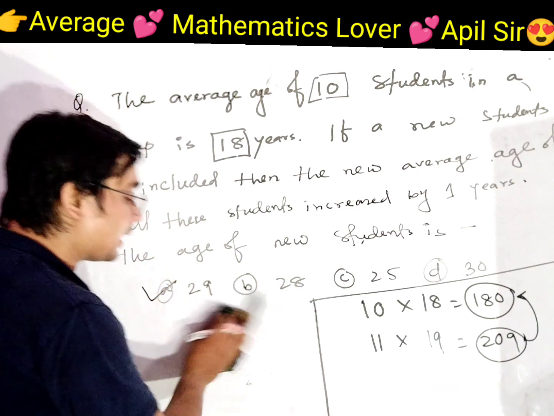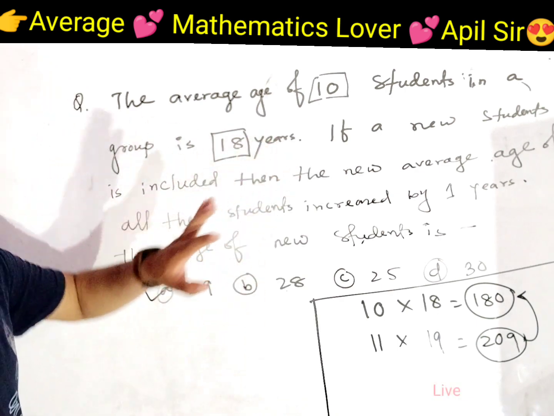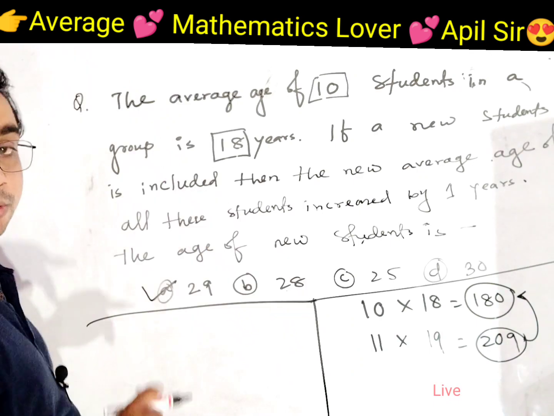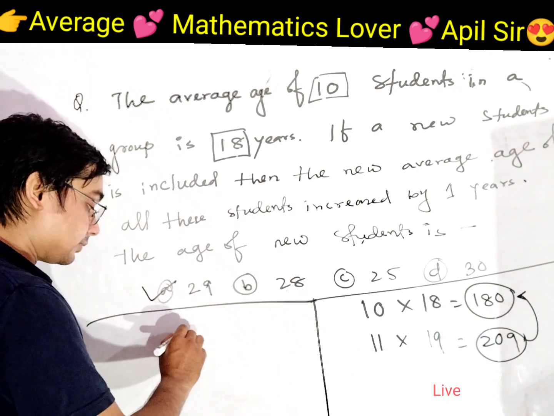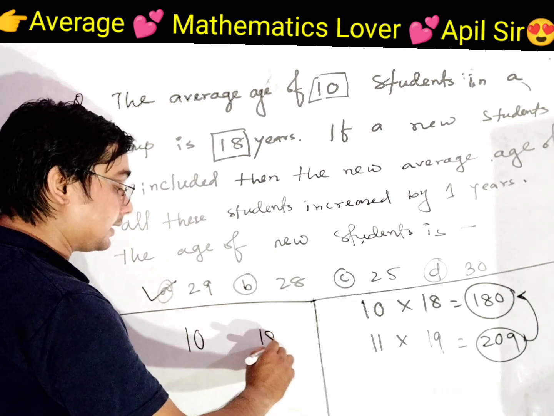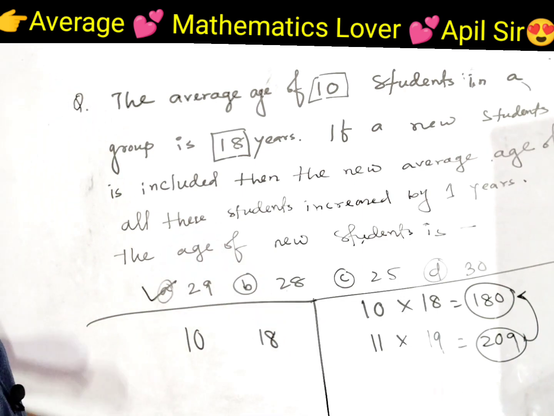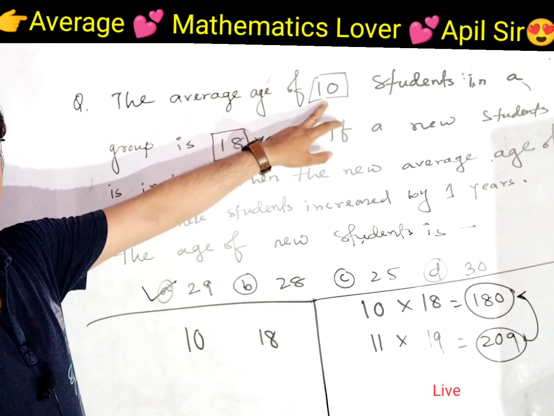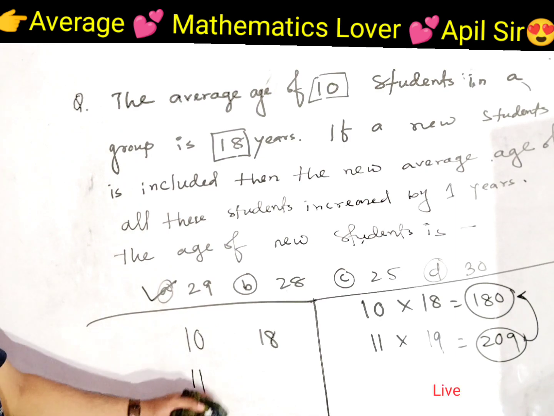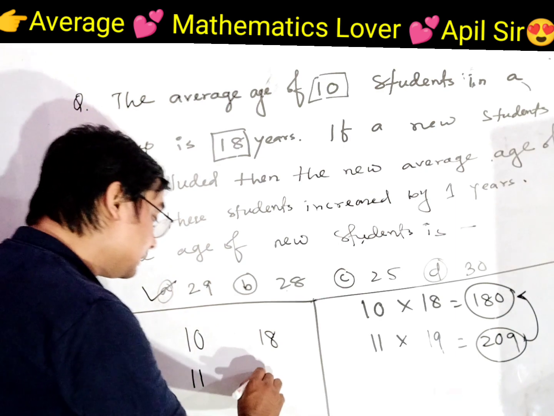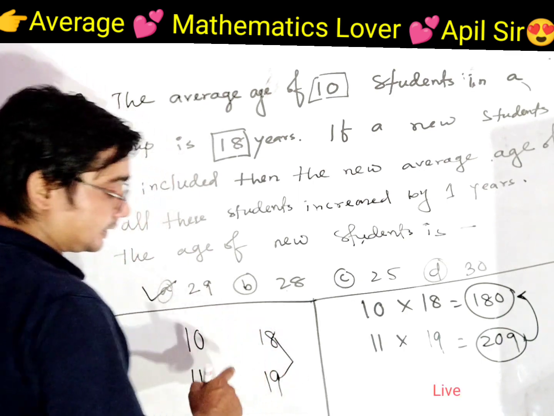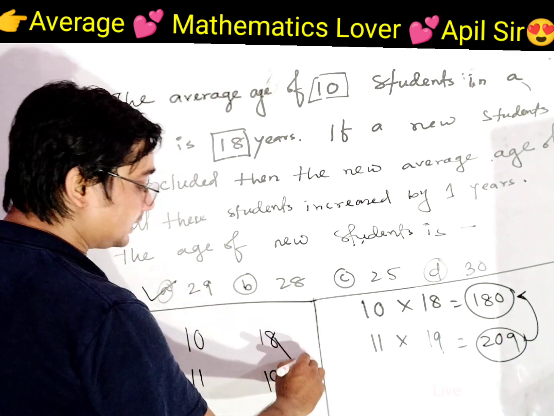Yes guys, there is another way we can solve this question, and this method is much easier than the previous method. In this case, we just put it this way. There are first 10 students and their average age is 18. In the second case, the total number of students is now 11, and their average age is 19. So you find this difference. What will be the difference of these two numbers?